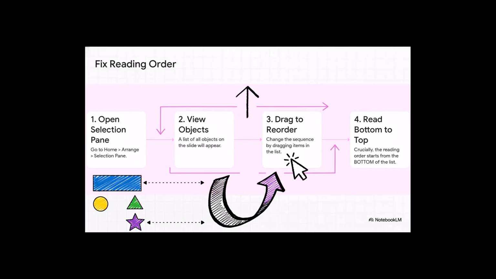You use something called the selection pane, which shows you a list of every single thing on your slide. You can just drag them around to get them in the right order. But, and this is the one weird, counterintuitive thing you have to remember, the reading order goes from bottom to top. The first thing you want read needs to be at the very bottom of that list. Once you get that little trick, you're in complete control.